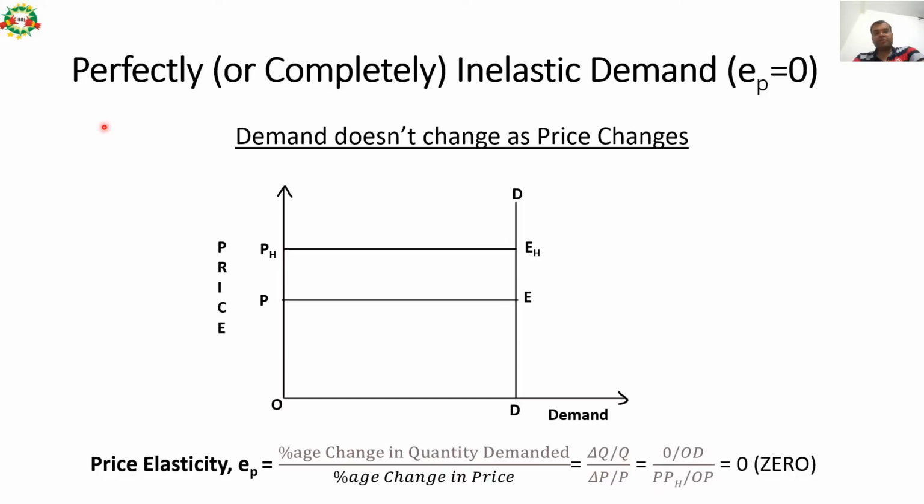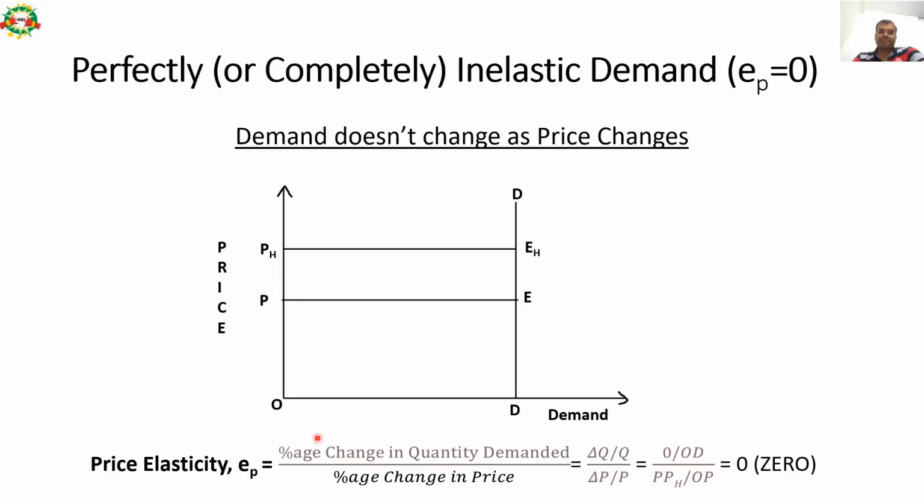So this is the graphical presentation of perfectly inelastic demand, where EP is equal to 0. Here demand doesn't change as price changes. Price has changed from P to PH, but the demand curve is constant. So quantity demanded remains constant. Price elasticity is equal to the change in quantity demanded. Since the change is 0, at this price quantity demanded is D, and at this price quantity demanded is D again, or E or EH. So it is the same actually.